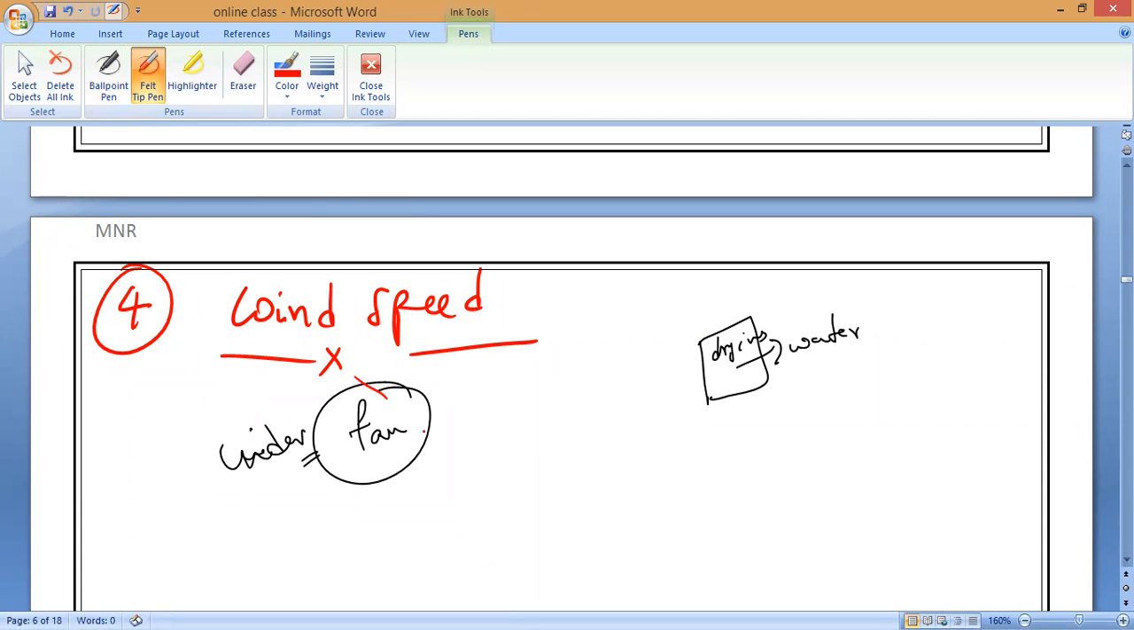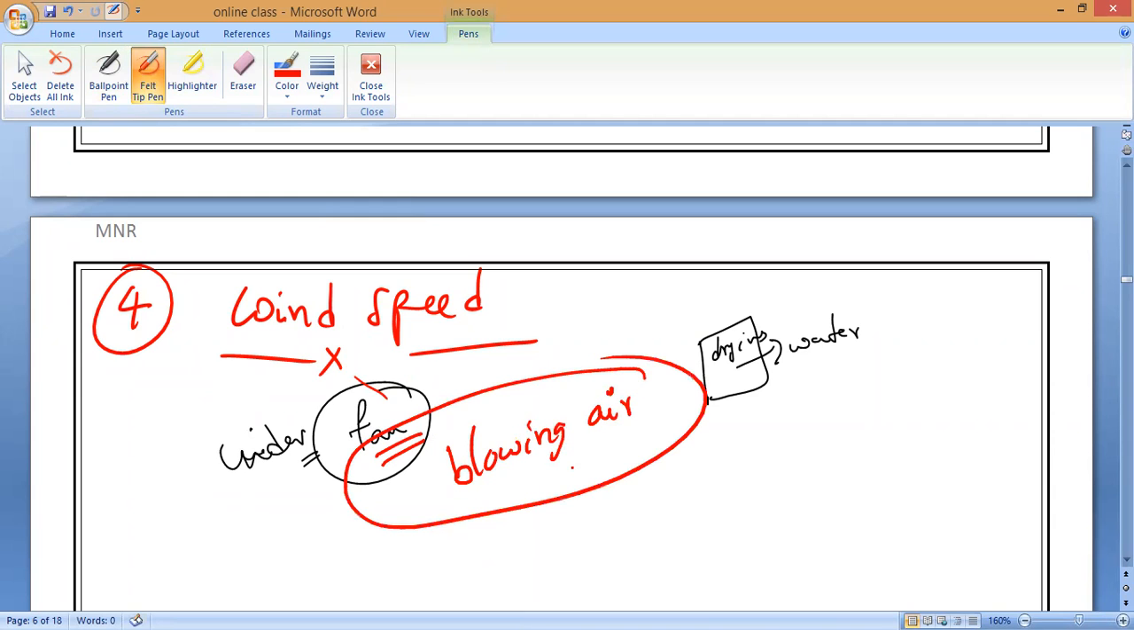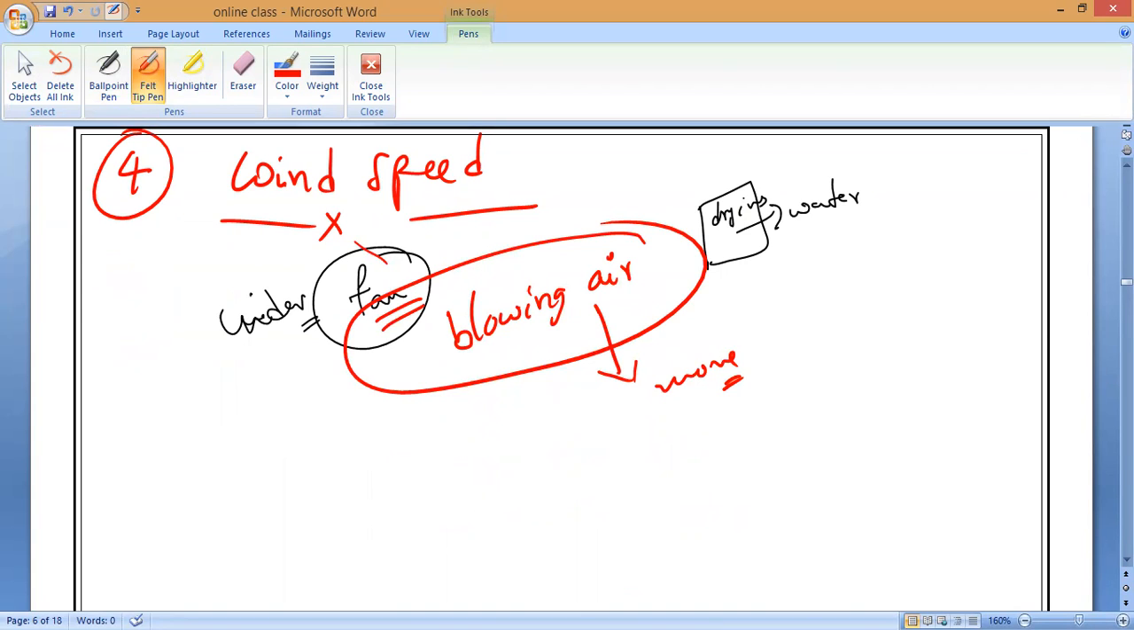Because if we keep it under the fan, the blowing air will be more, so more air will come and contact the surface, so evaporation will take place much faster. For example, let me take wind speed. Can I say that is a proper explanation, yes or no, guys?